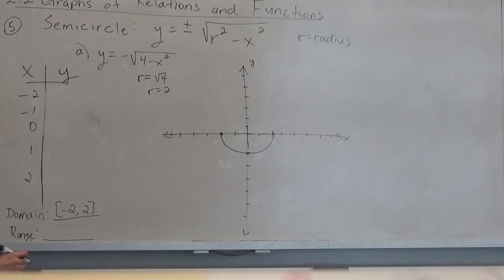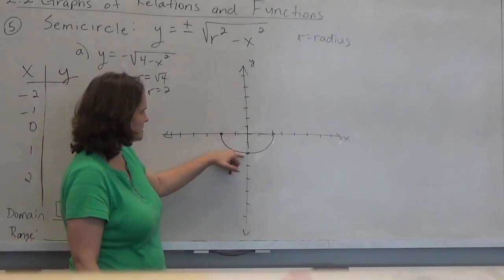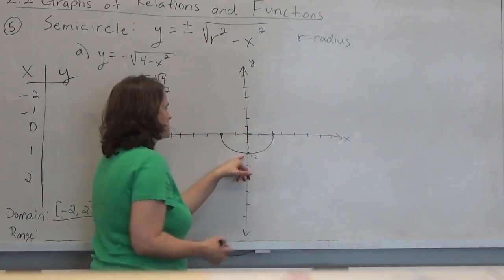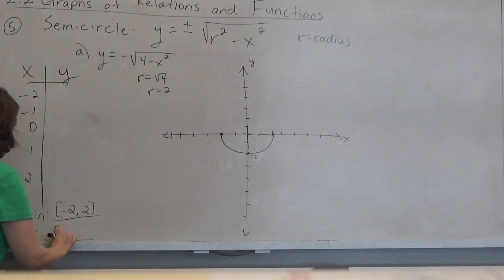And for my range, so going from the bottom up, it begins here. This will be negative 2 on the y-axis, and it goes up to the origin. So square bracket, negative 2 comma 0.